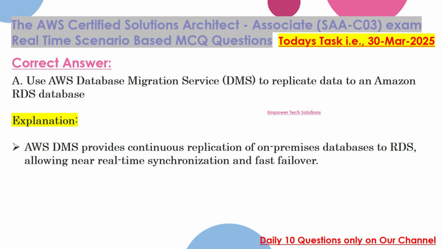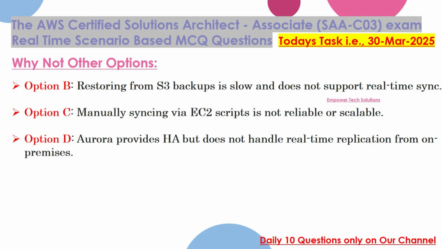Correct answer: A. Use AWS Database Migration Service (DMS) to replicate data to an Amazon RDS database. Explanation: AWS DMS provides continuous replication of on-premises databases to RDS, allowing near real-time synchronization and fast failover. Why not other options?